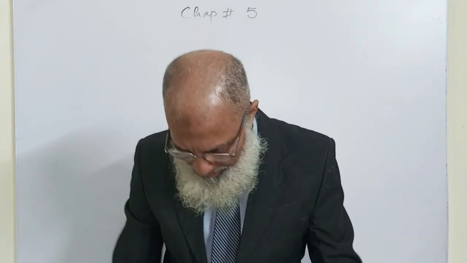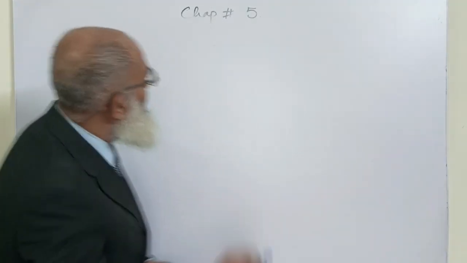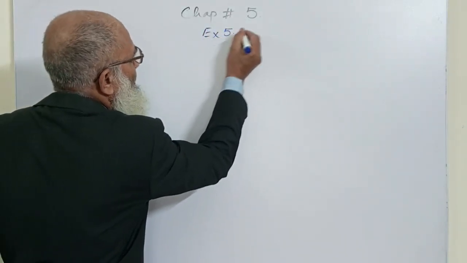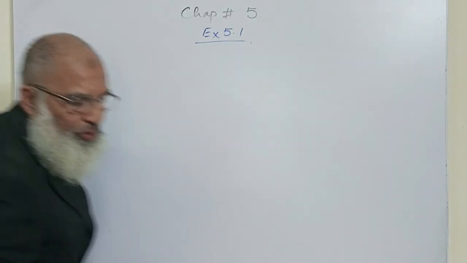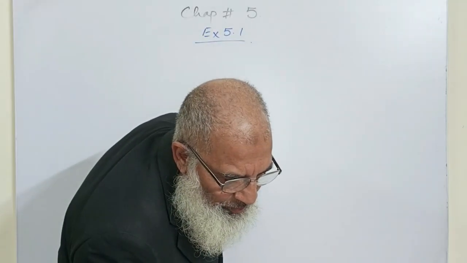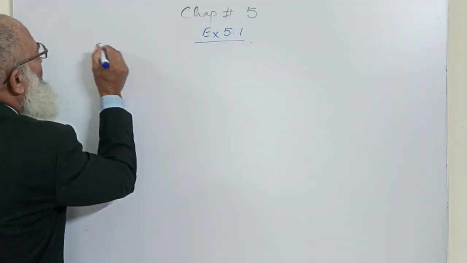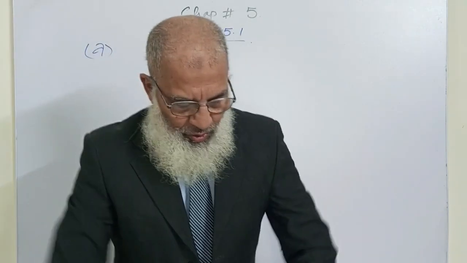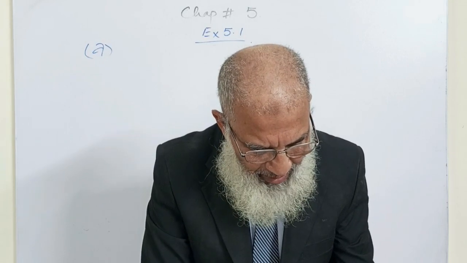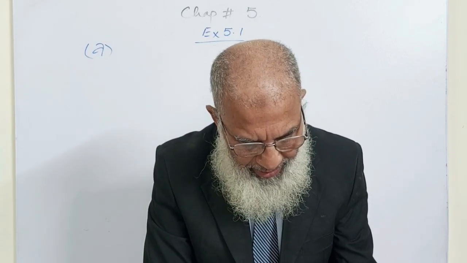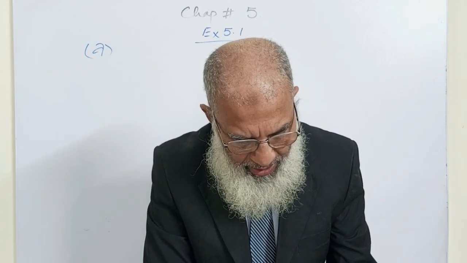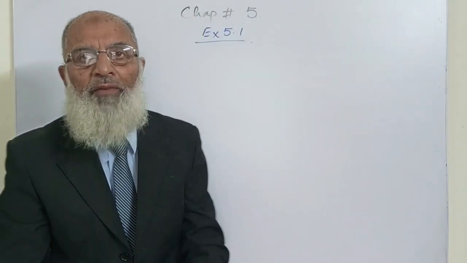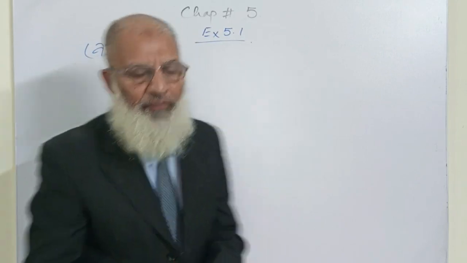So today we are going to solve exercise number 5.1, and we are going to start it with part A. Now what we have is, by multiplying or dividing both numerator and denominator by the same numbers, find three equivalent fractions for each of the following. Now we have to find the equivalent fractions.